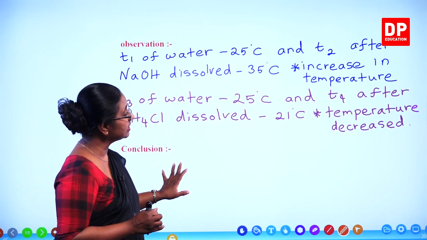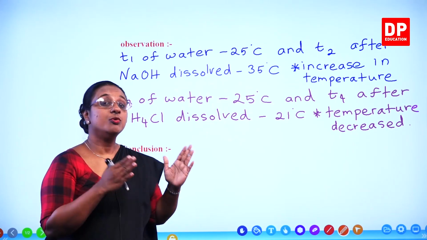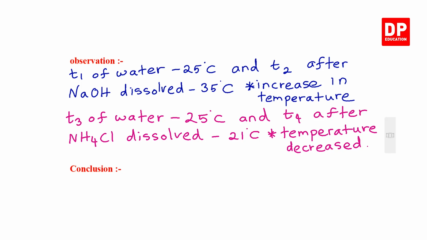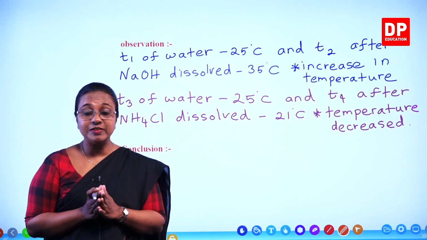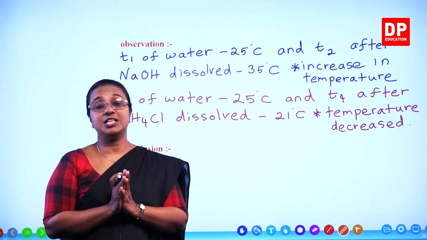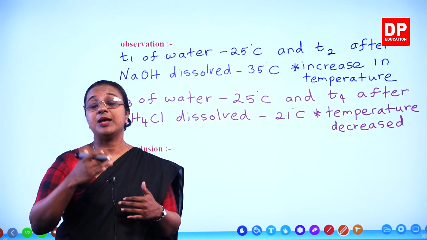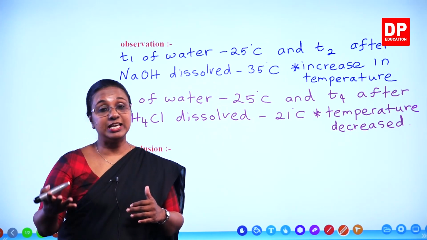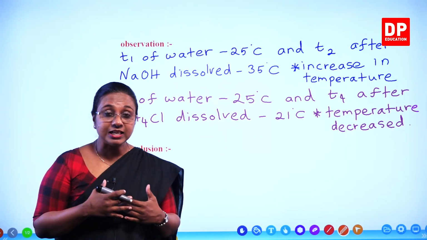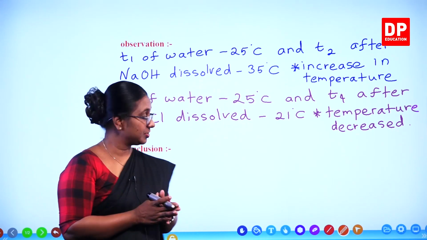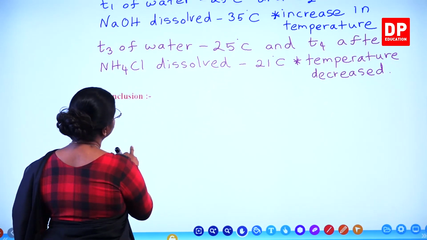But here we are trying to understand that there is a temperature change when chemical reactions take place. So from these two observations, students, what can you all conclude? We can conclude and say that during a chemical reaction, that is sodium hydroxide dissolving in water, ammonium chloride dissolving in water, so these are chemical changes. During chemical changes, either temperature increases or temperature decreases. Why does this happen? You all know temperature is a measure of heat. So because heat is either absorbed or heat is released during the chemical reaction, there is a change in temperature. So that is what we have to write as conclusion.